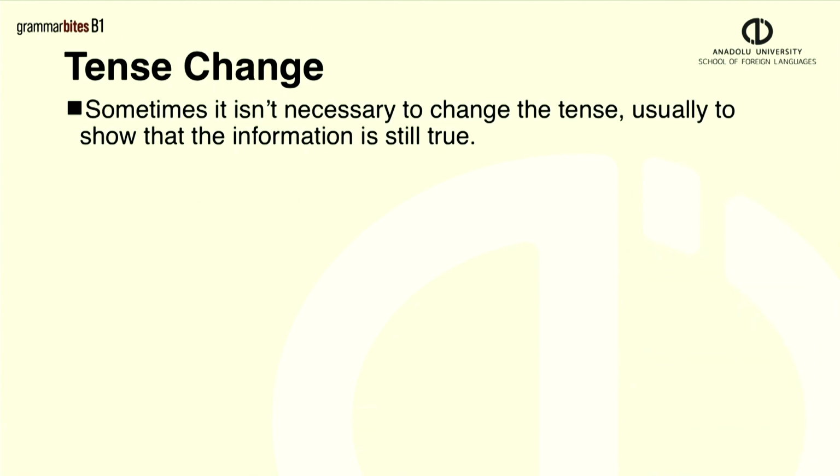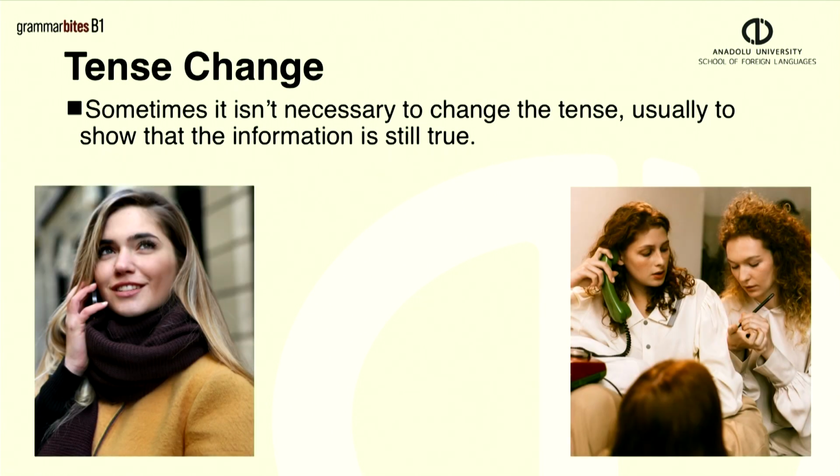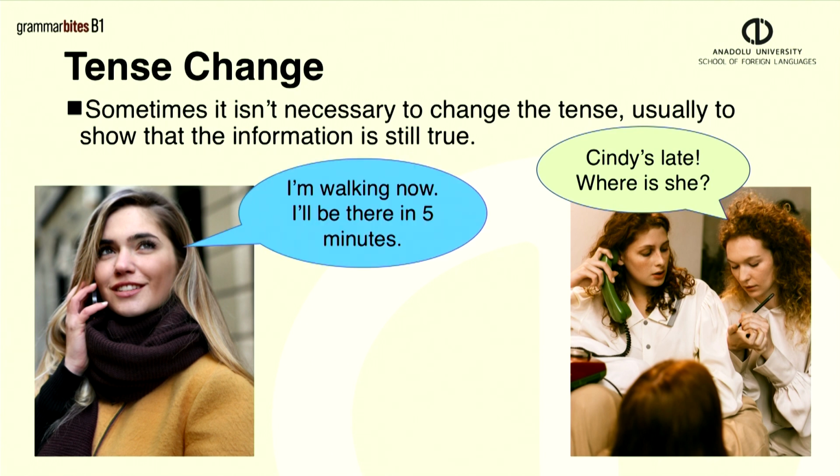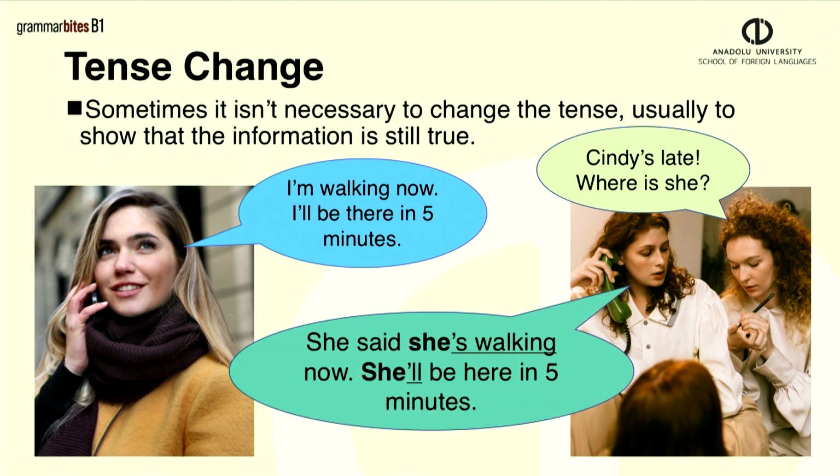Sometimes it isn't necessary to change the tense if we want to show that the information is still true. Here are some friends who are meeting today. Cindy is on the phone to one of her friends. One friend complains that she is late. Cindy explains, "I'm walking now, I'll be there in 5 minutes." And her friend reports this. She said she's walking now, she'll be here in 5 minutes. The tense hasn't changed because we want to show that the information is still true.